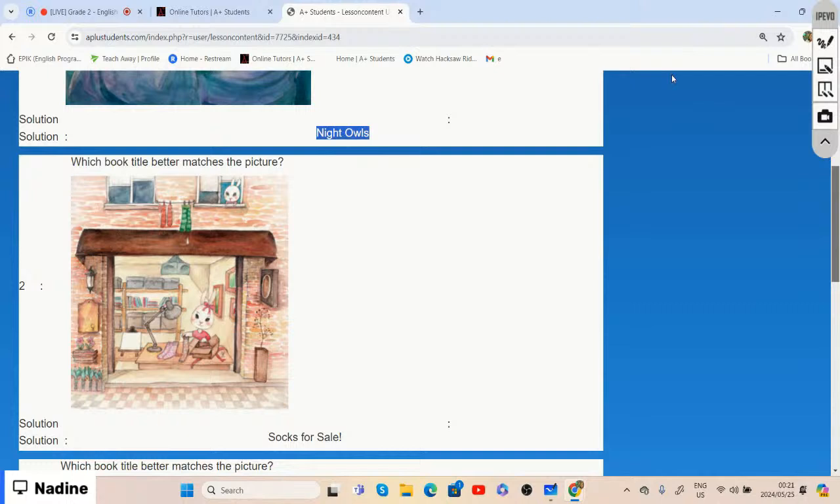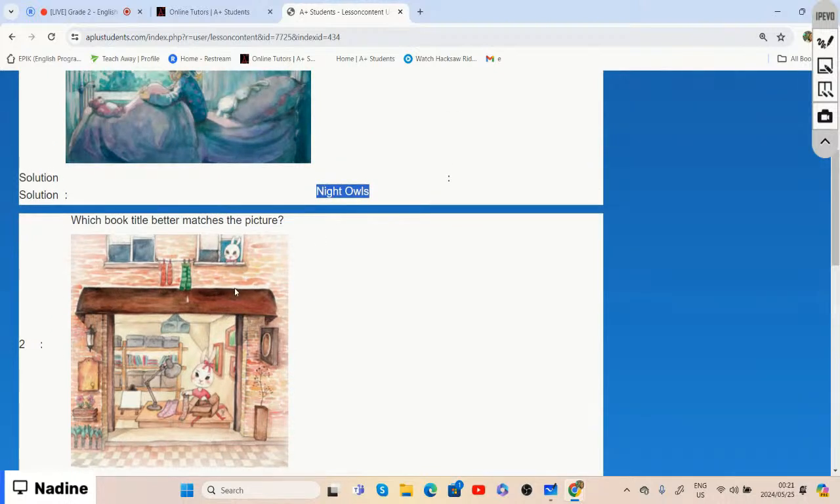If we look at the next picture, which book title better matches this picture over here? Which book title better matches this picture? If you look at the picture. All right, yes, the bunny's making some socks that the bunny maybe wants to sell. Yes, we need Socks for Sale, yes. But before even writing or seeing the name of the title, did you know that it's going to be Socks for Sale?